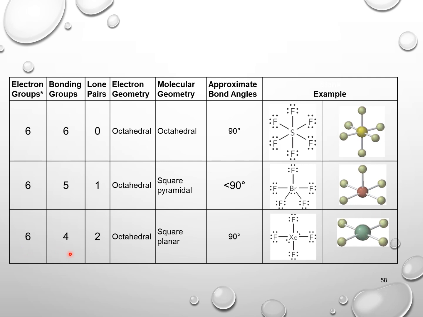Now, if you have 6 groups, 4 bonding and 2 lone pairs, you have 2 lone pairs here. What's cool is you take off another guy, one of these up here. Now you have just the 90 degrees left behind. So this is called square planar because it's on a square, it's on one plane.